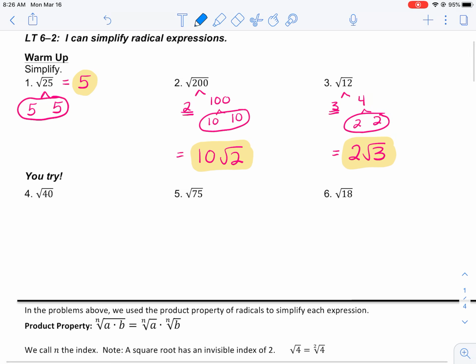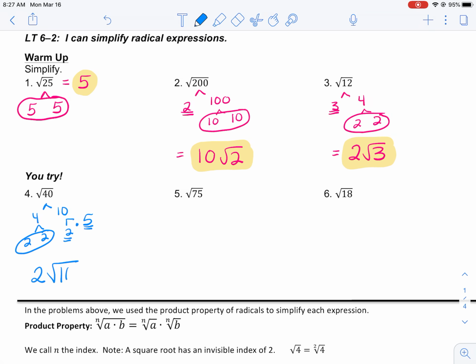So for the square root of 40, I'm going to do 4 and 10, 2 and 2, 2 and 5. Again, I'm looking for a pair. I have a pair of 2's, and this time I have 2 numbers left over. So I'm going to multiply those and put the product back under the root. So I take the 2 out, and then I'm left with the square root of 10.